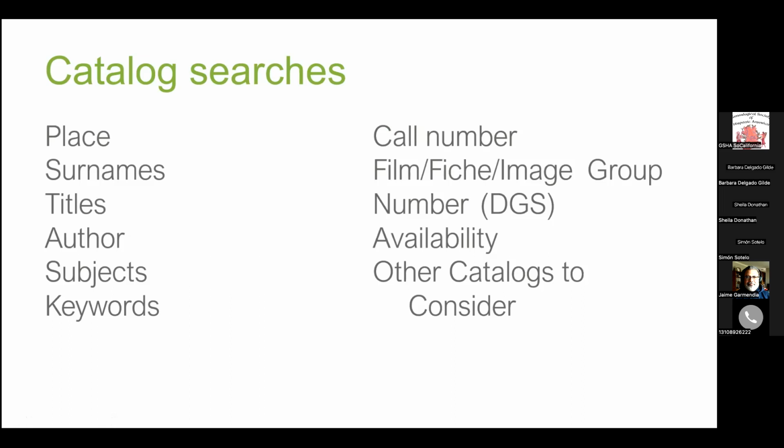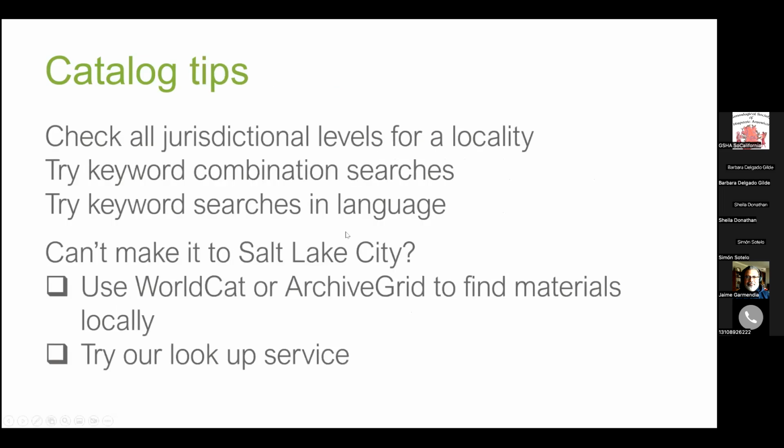Let's say you're reading an article somewhere and it refers to an FHL call number or an FHL film number. You can search by those, or a DGS number. There's also options to choose the availability and then some other catalogs that you can use as well. When you're using the catalog, and I'll highlight those options when we go live to that part of the presentation.